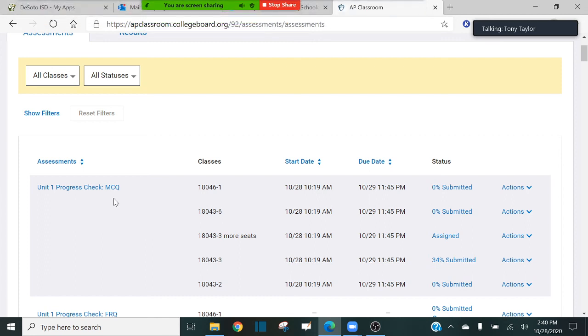Guys, everyone must complete this progress check before tomorrow at 11:45 p.m. If you are not done by tomorrow at 11:45 p.m., AP Classroom will lock you out and it'll just submit what you already have.